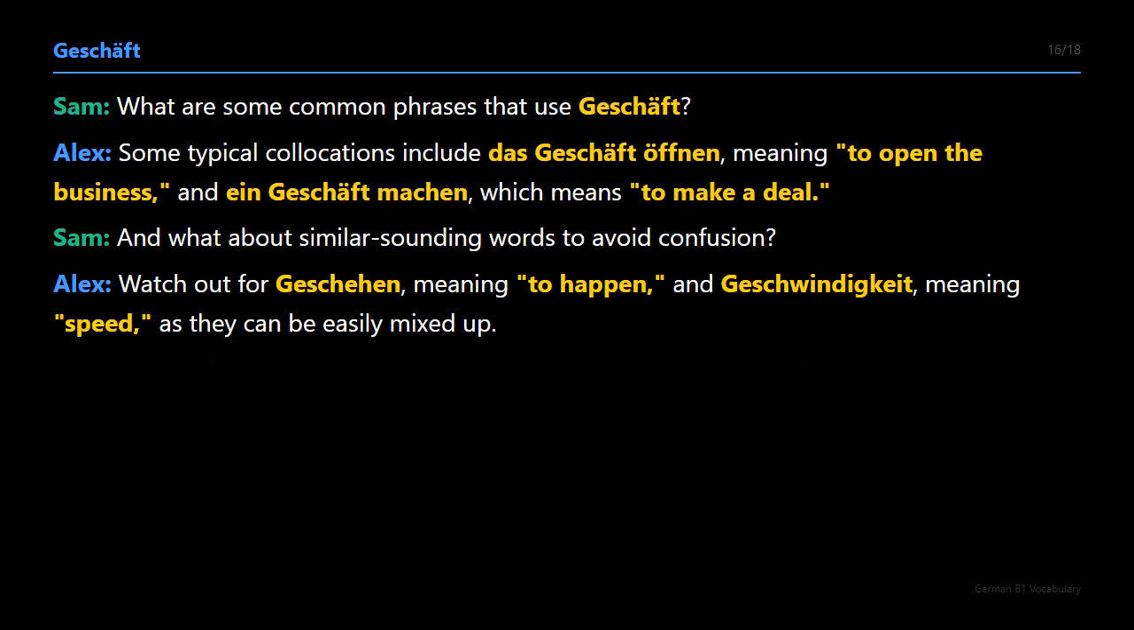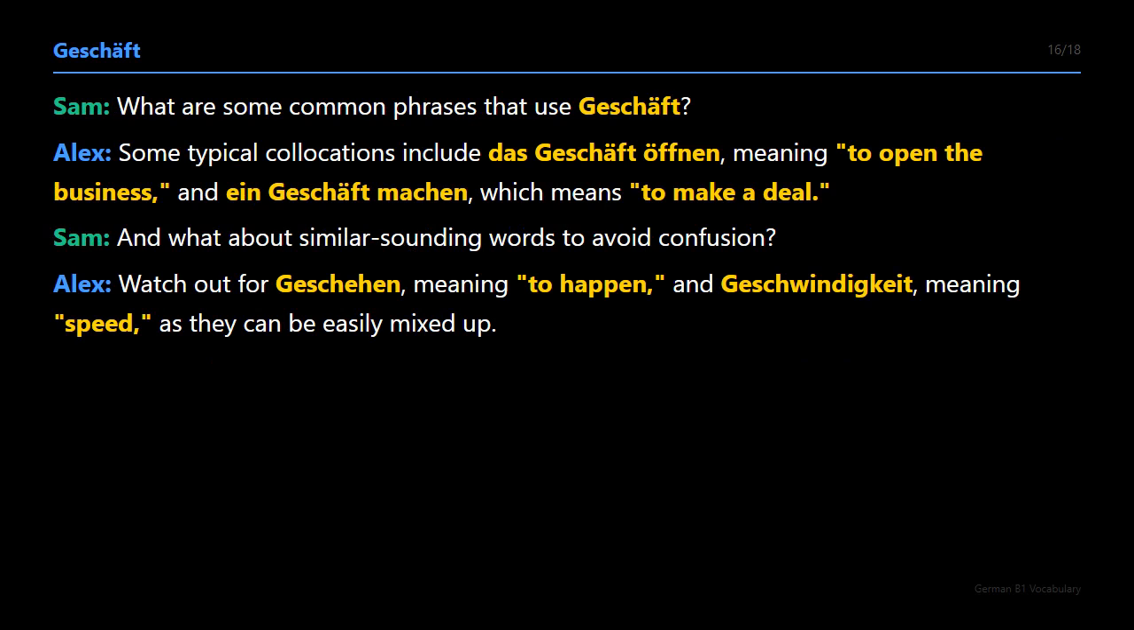What are some common phrases that use Geschäft? Some typical collocations include "das Geschäft öffnen," meaning to open the business, and "ein Geschäft machen," which means to make a deal.